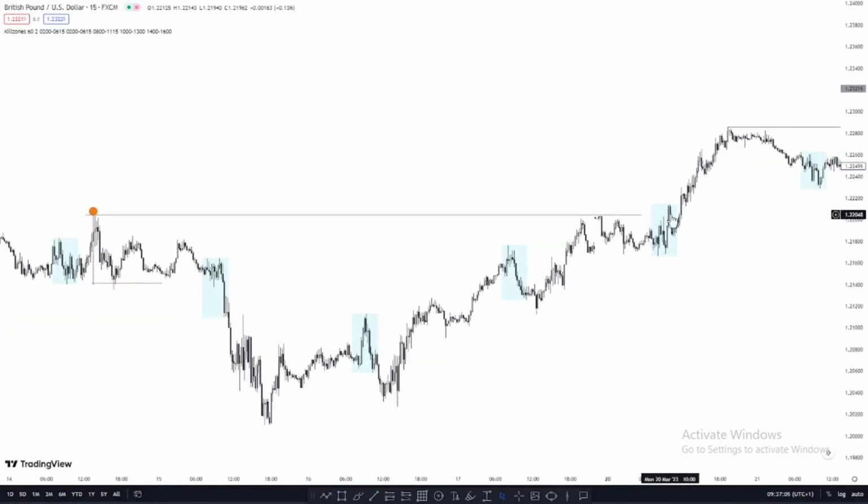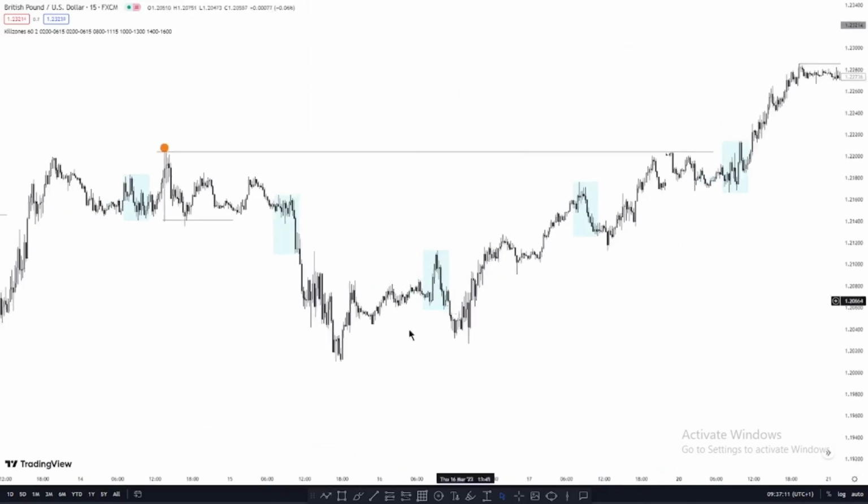It took it out with the candle body close. It closed above it. Can you see that? It closed above it. So this now becomes your higher low. I want you to understand it. I hope you understand what we are doing here. This becomes your higher low. Please take note of it. This becomes your higher low.